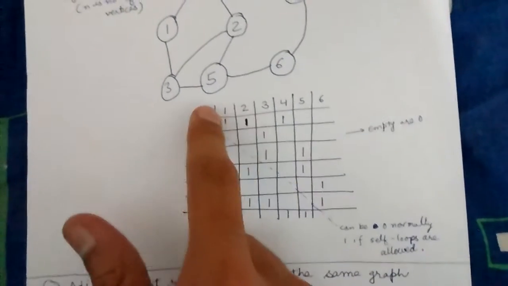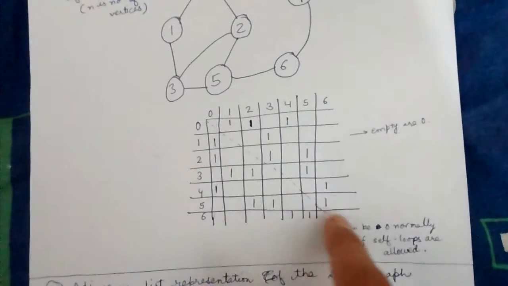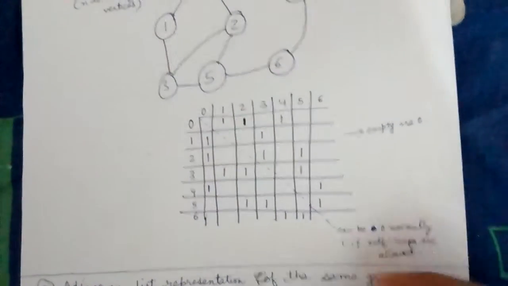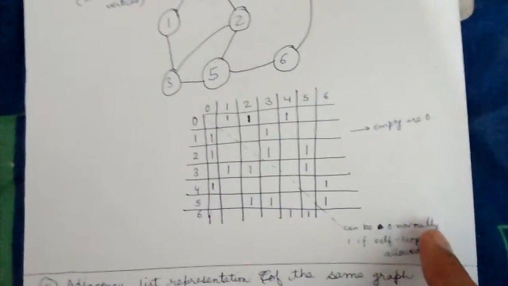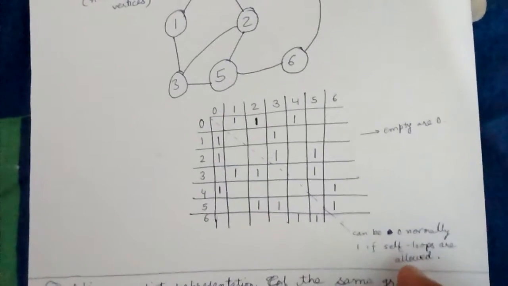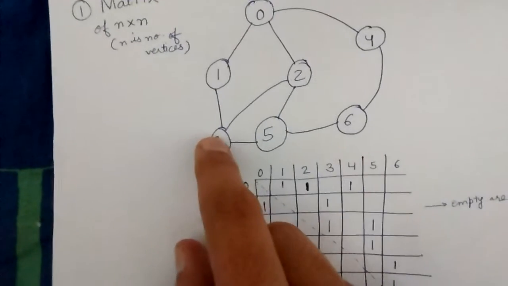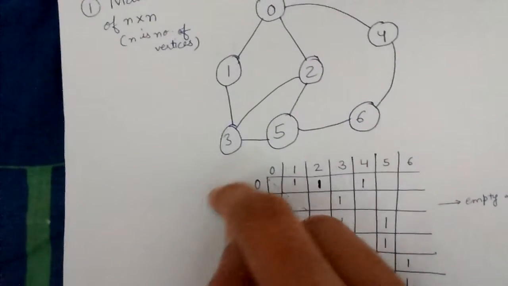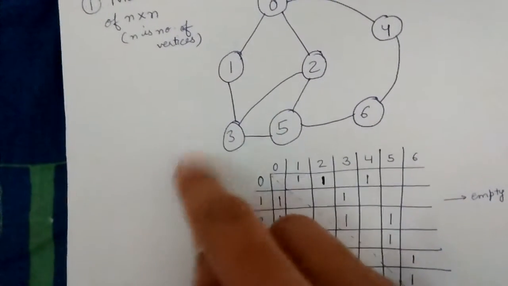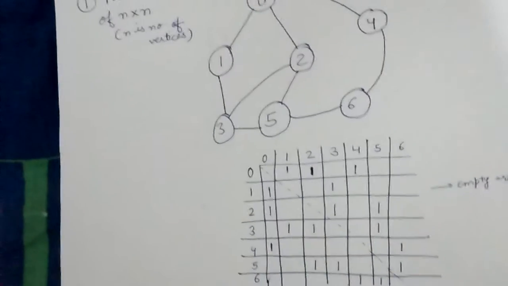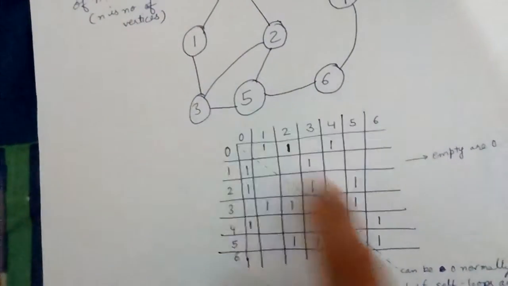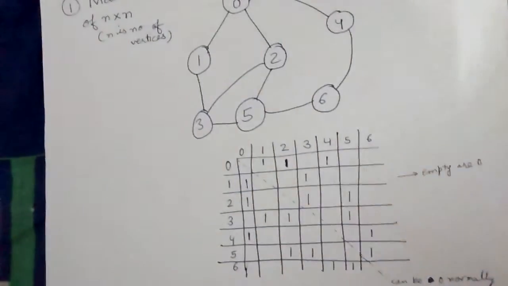The principal diagonal elements are also considered to be empty, that is 0. Normally we are not considering any self loops, like from 3 to 3, where an edge starts at 3 and ends at 3. Those are called self loops, which are not allowed in a simple graph. If they are not allowed, then the whole principal diagonal is 0.